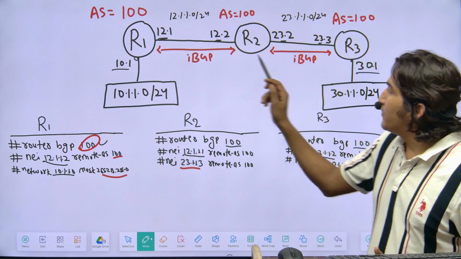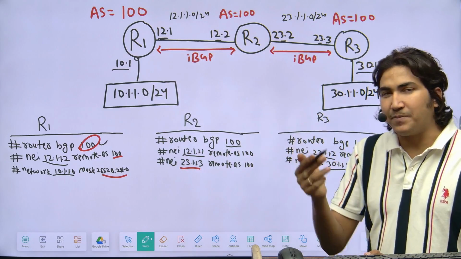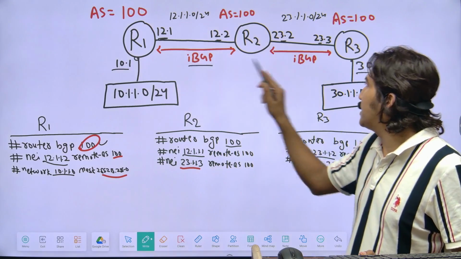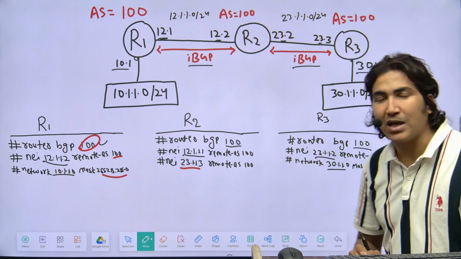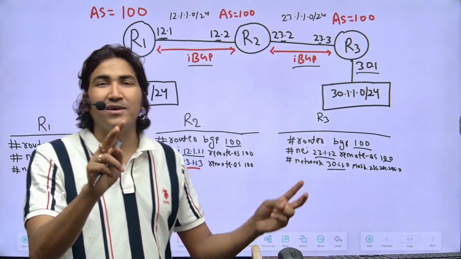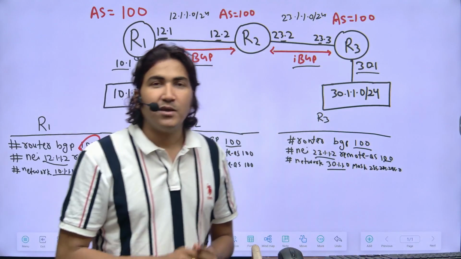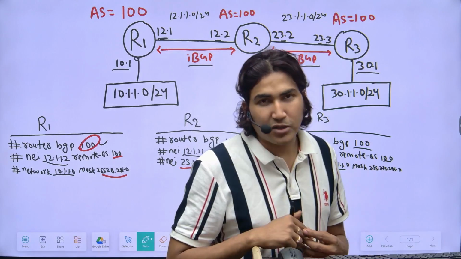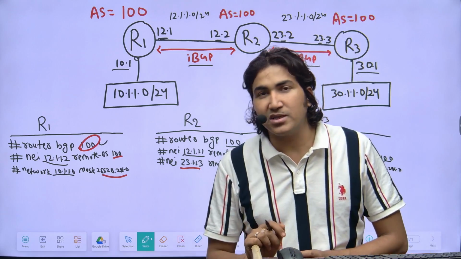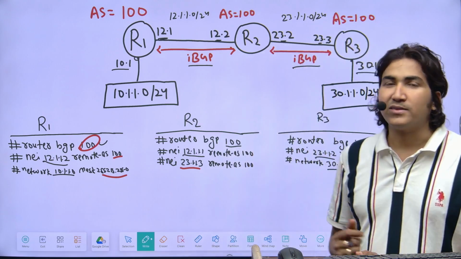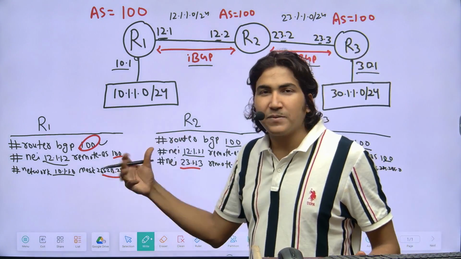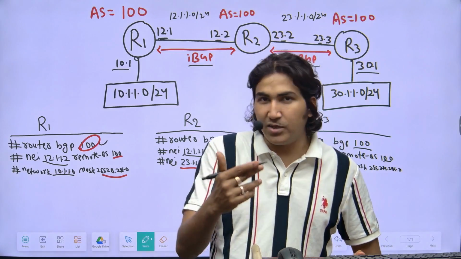After that, we have verified the BGP neighborship. There is neighborship between router 1 and router 2, an IBGP neighbor, and between router 2 and router 3 also an IBGP neighbor. The question is very simple: can these two LANs communicate with each other? Pause the video and share your answer in the comment section. If you think yes, ping will work, type yes in the comment section. If you think no, ping will not work, type no. Otherwise, at the end of this video, I am going to show you practically also.